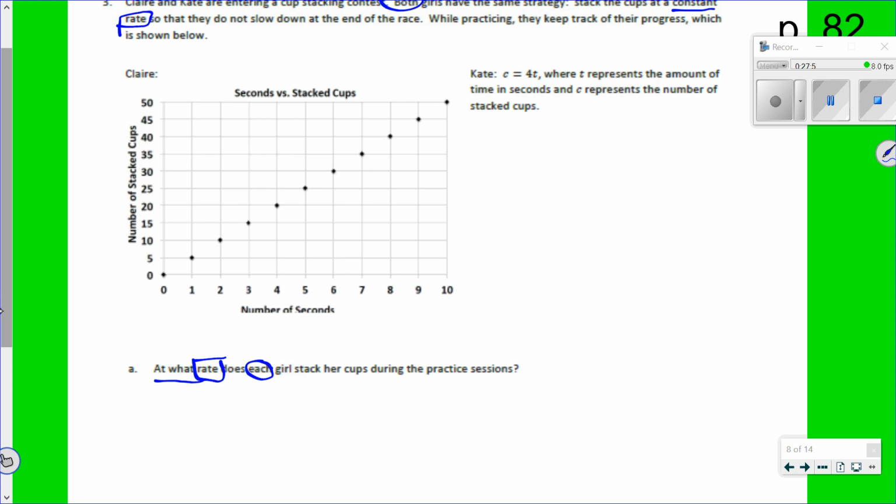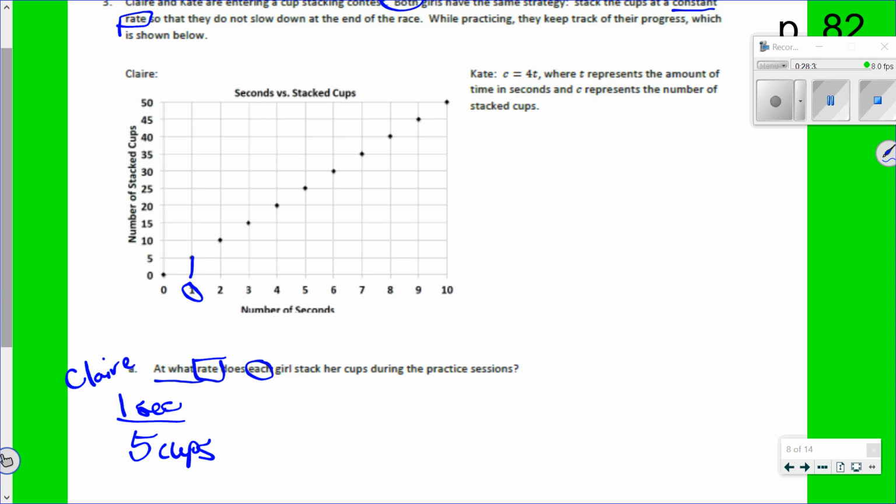So when we talk rate, what do we really want? Rate, I want what? Number of seconds. What number of seconds gives me a unit rate? 1. So at 1 second, how many cups does she stack? So at 1 second, she does 5 cups. Does everybody see that? And that was for Claire.